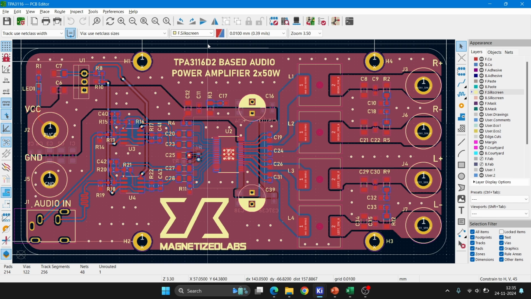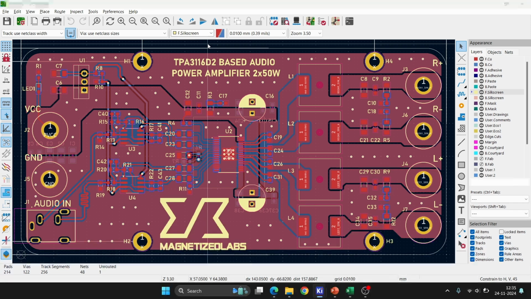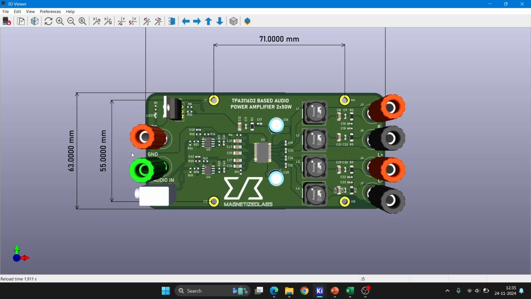Next we'll go for the 3D. This is how the 3D will look. For input connectors, I have kept a red color connector for positive so that they will be able to easily understand where to connect. They will not swap the polarity. This IC doesn't have any reverse polarity protection, so we have to be very careful when we are connecting the positive and negative inputs of power.